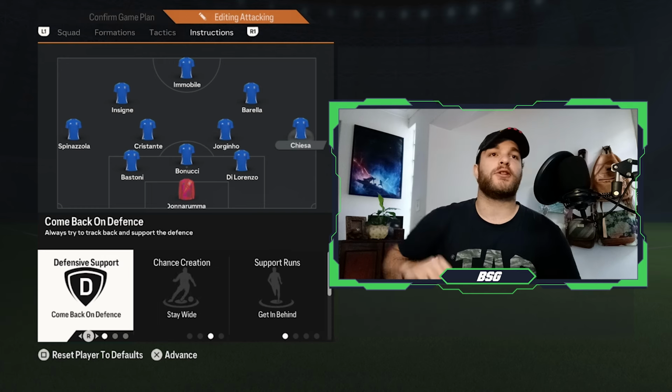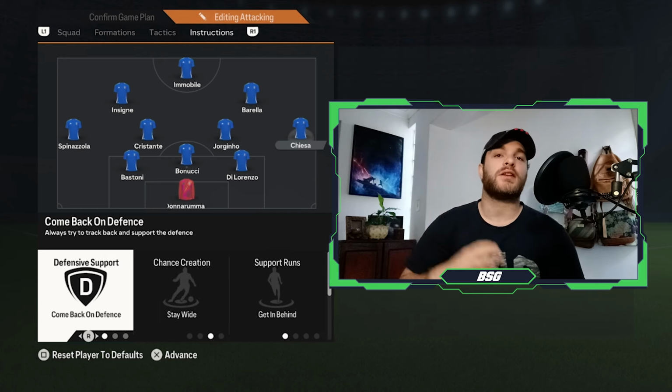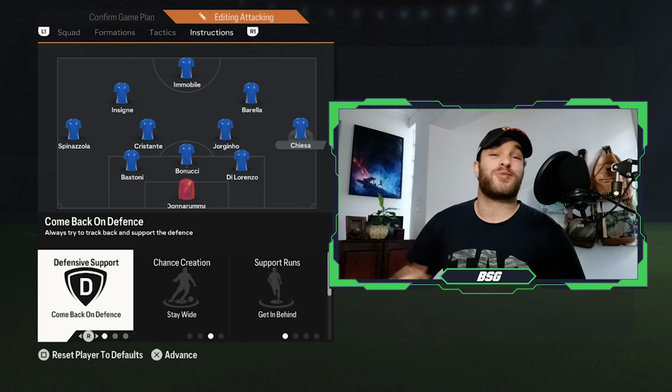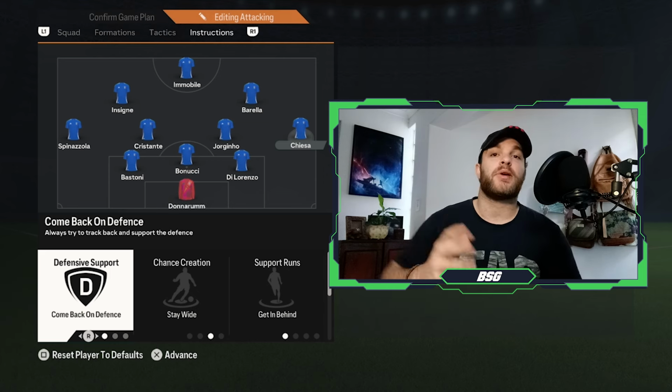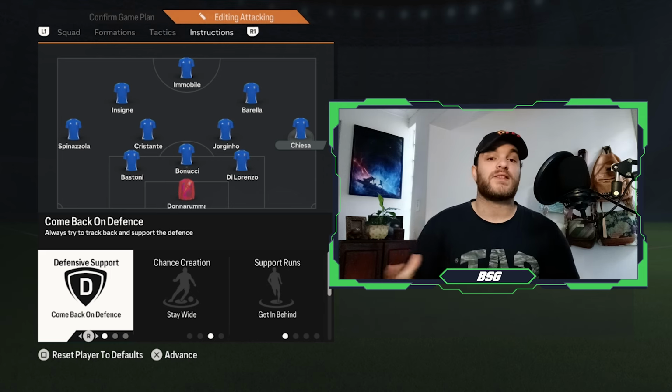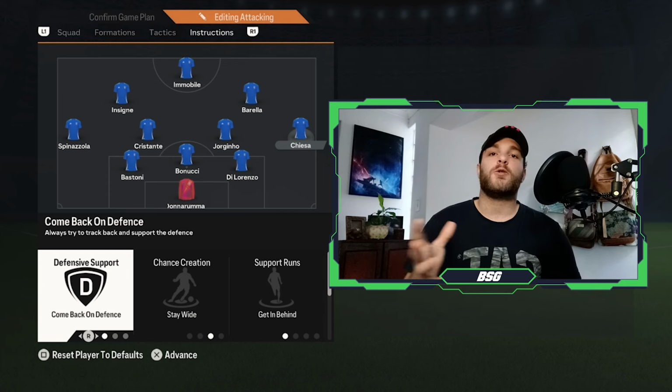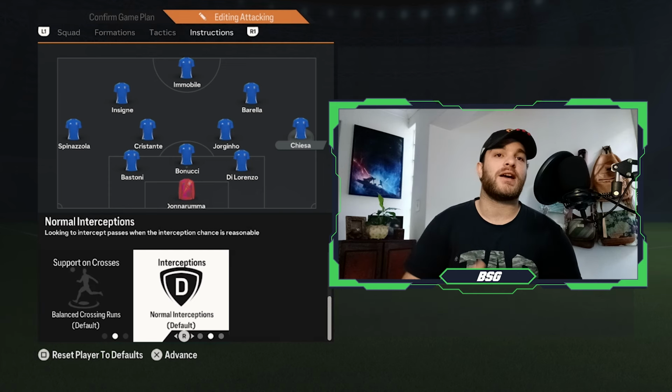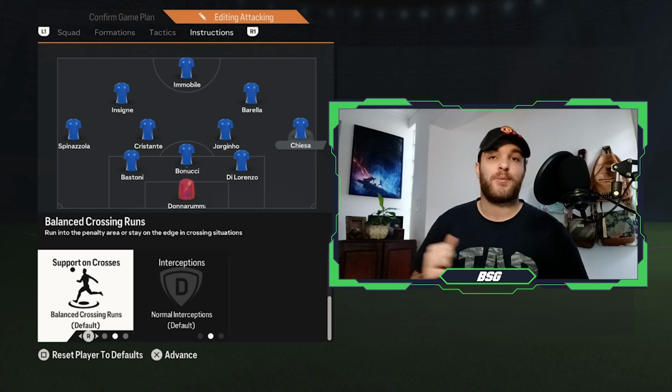Onto your right midfielder, who is Chiesa, and he will maintain the same instructions from when he was playing as a right wing, obviously just slightly deeper, helping him drop back into that more defensive shape when required. So he will be set to come back on defense, stay wide, get in behind, normal interceptions, as well as a balanced crossing run.